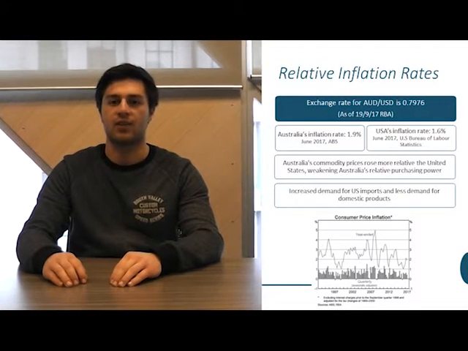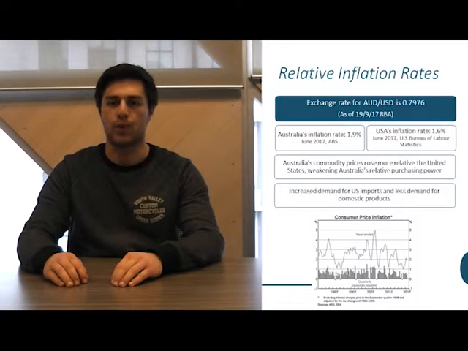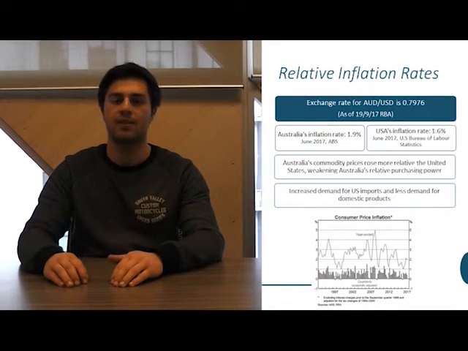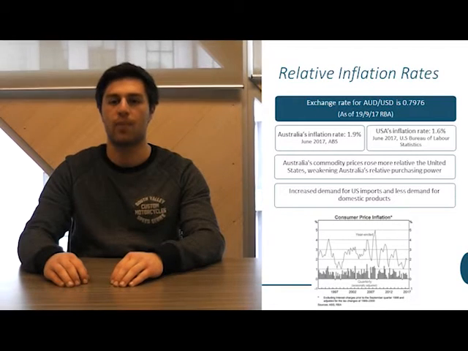Currently, the AUD is trading at 0.7976 US cents as of the 19th of September. In terms of relative inflation rates, Australia's inflation rate is currently at 1.9% as of June this year, reported by the Australian Bureau of Statistics, compared to the US, whose inflation rate is currently 1.6%, reported by the US Bureau of Labor Statistics.